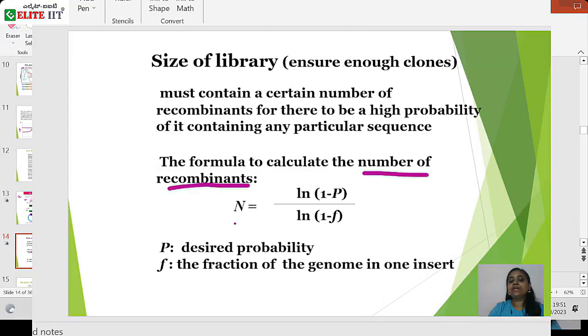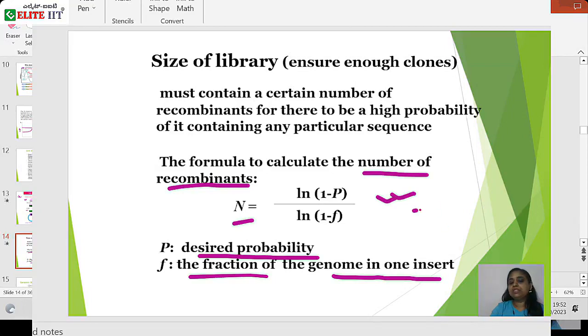This is the formula: N equals ln(1 minus P) divided by ln(1 minus f). That means the number of recombinants produced is equal to ln(1 minus P), where P is the desired probability, whereas f is the fraction of genome in one insert.